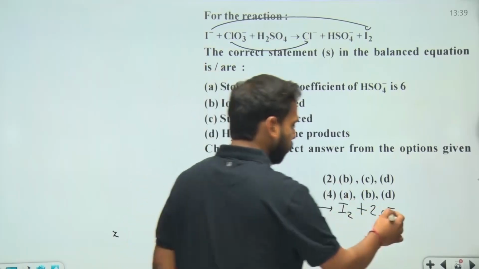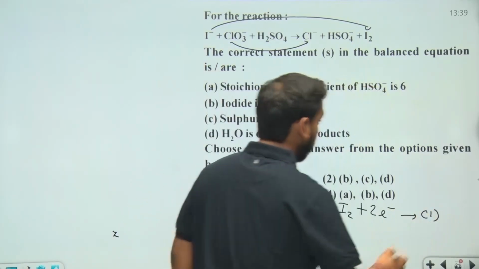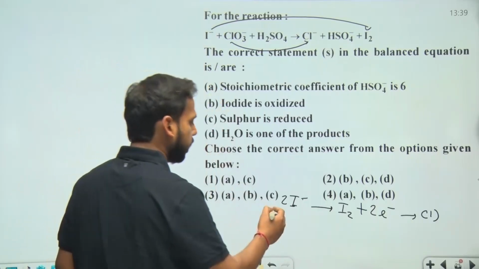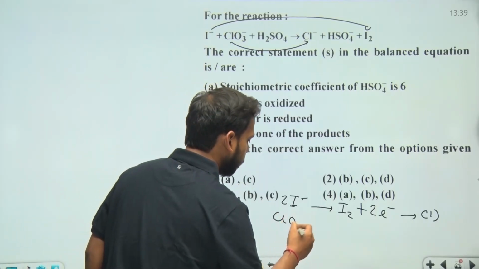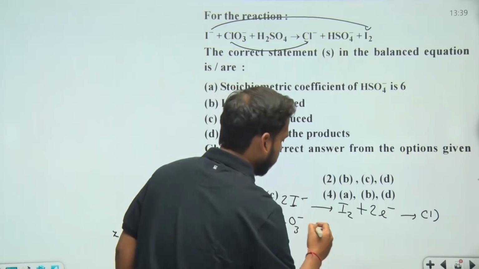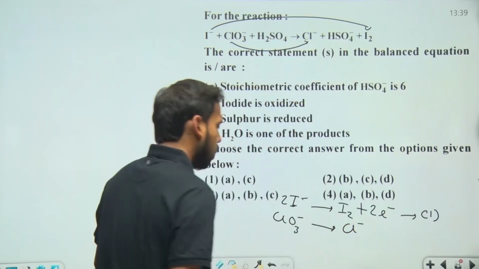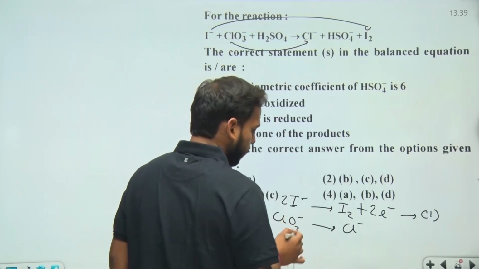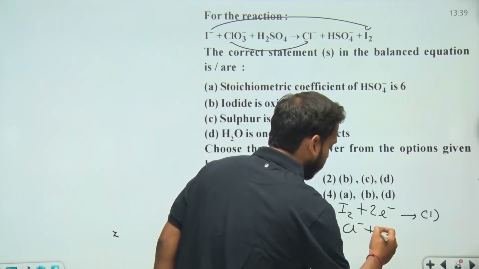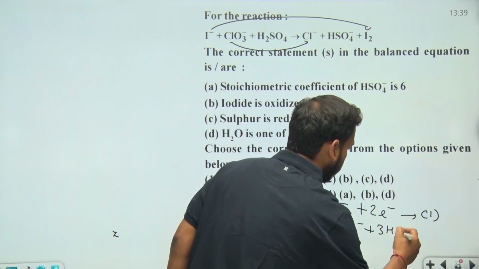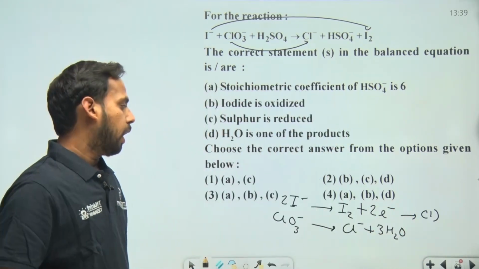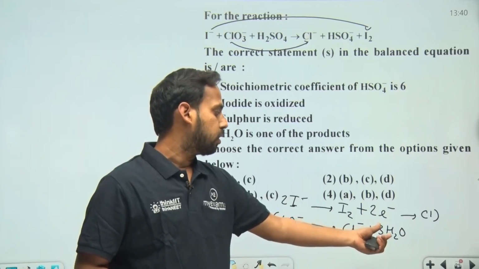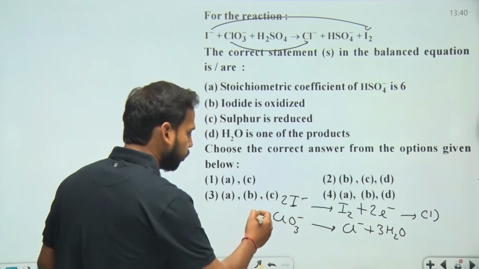This will become the first equation. Again for the second half reaction, ClO3 minus is converting into Cl minus. For this, we have to balance it by adding water. Here there are 3 oxygens, so it will be 3H2O, and on the product side it is 6H, so it will be 6H plus.